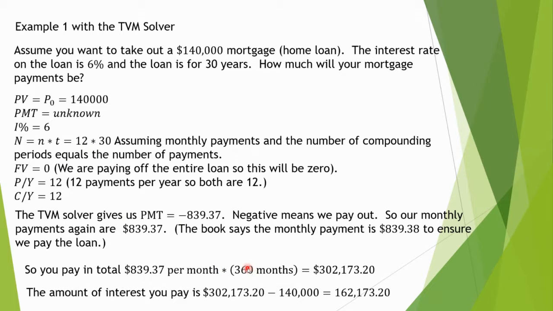And so we end up spending, I guess so to say, or paying $302,173.20. Now, why is it so much? Because remember, we're not only paying off the original loan, we're paying off interest. Okay, that's what we're also paying.